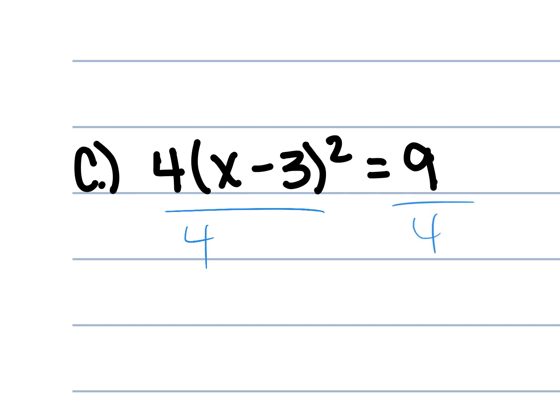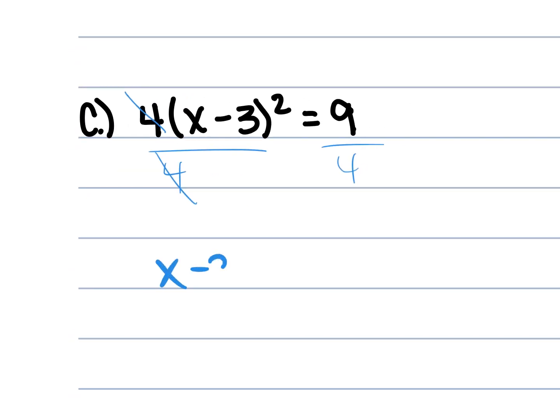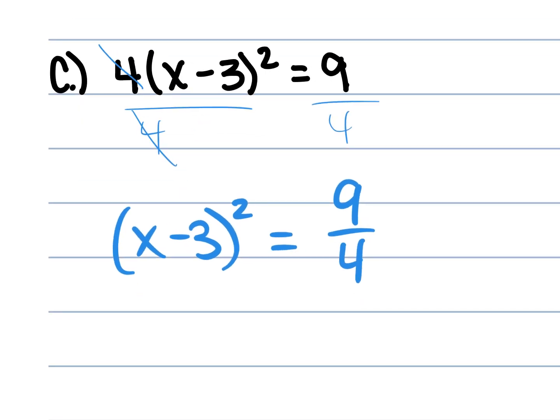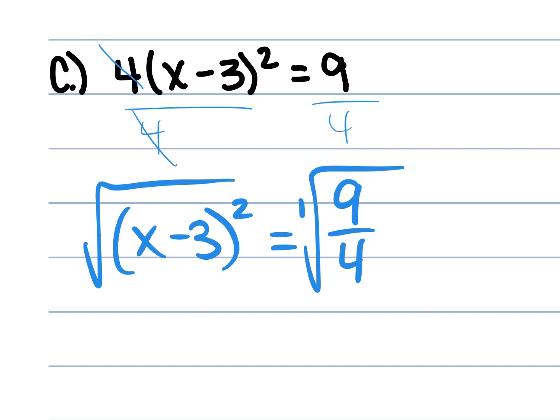What happens on the left? The 4's cancel out. So I have x minus 3, still being squared, equals, does 4 go into 9 evenly? No. So what are we going to do? Leave it as a fraction, okay? Now what do I do? You take the square root. Very good. Why can I square root now? It was isolated. Very good. Don't forget your plus or minus.